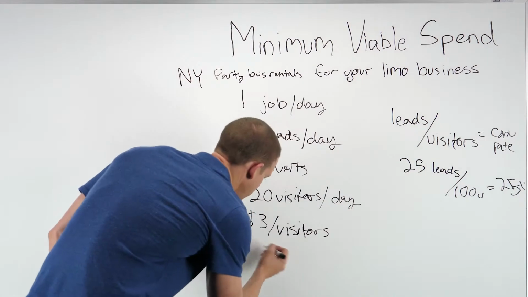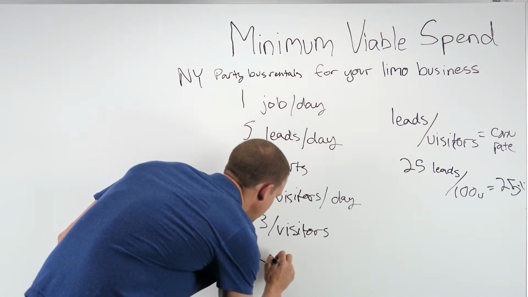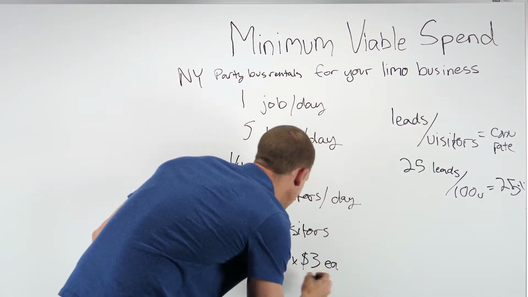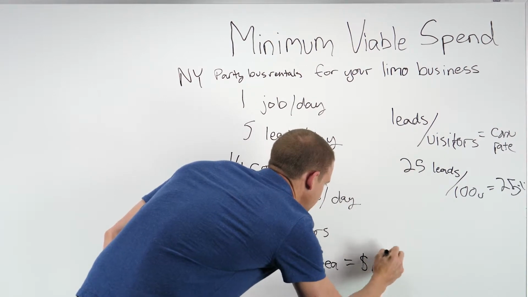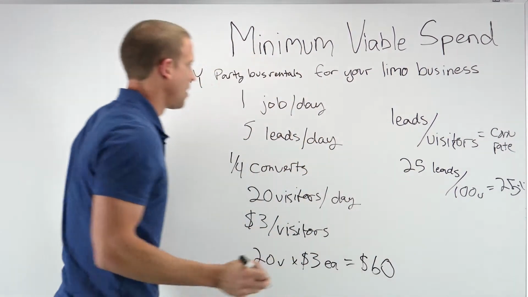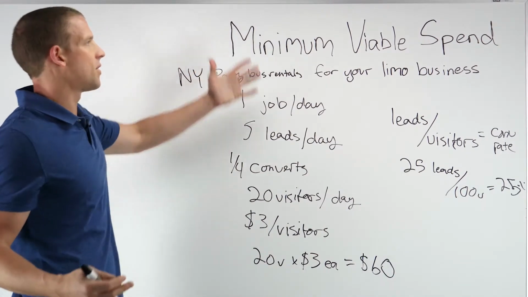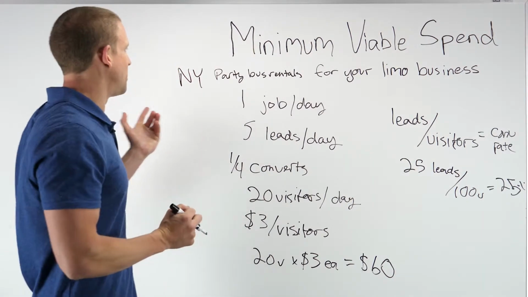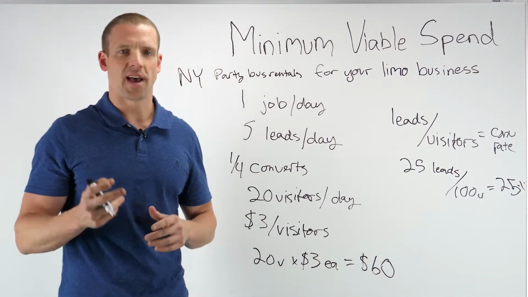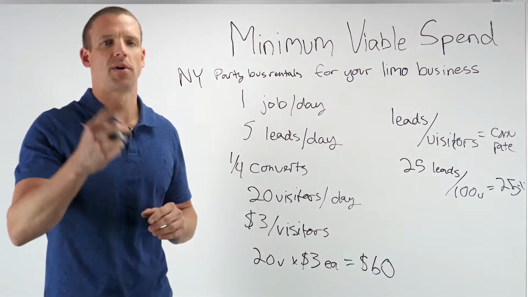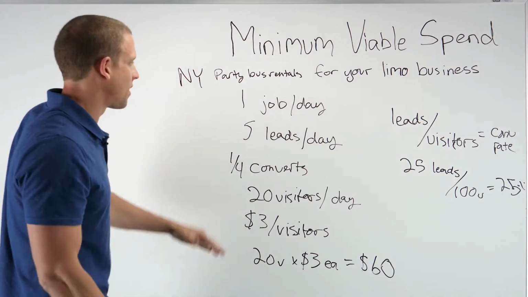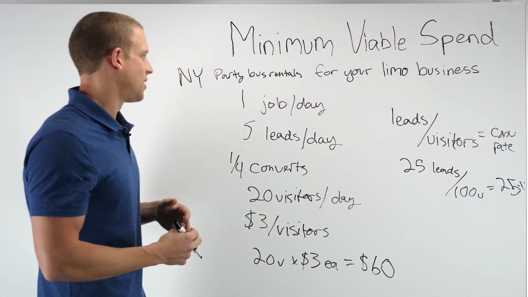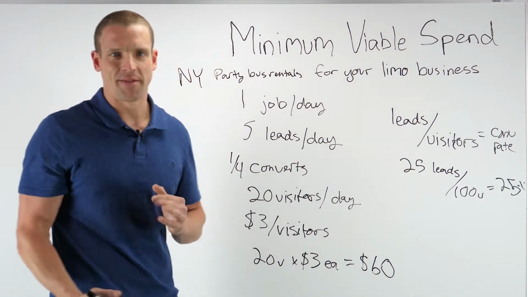So let's do some quick math. So that's 20 visitors times $3 each, right? That equals $60, okay? All right, and this is how you figure it out. So if this business, we'll call it New York Party Bus Rentals, wants to get one customer per day on average, again, this isn't going to work out perfectly every day where you get 20 visitors a day and 5 leads a day and 1 in 5 of those leads converts.